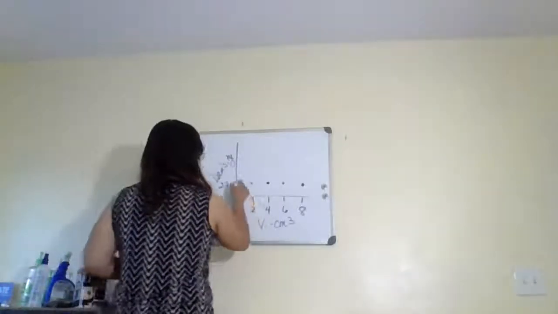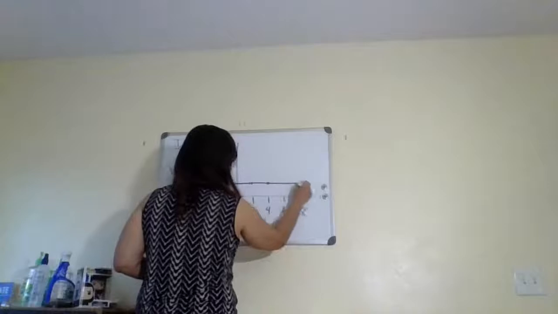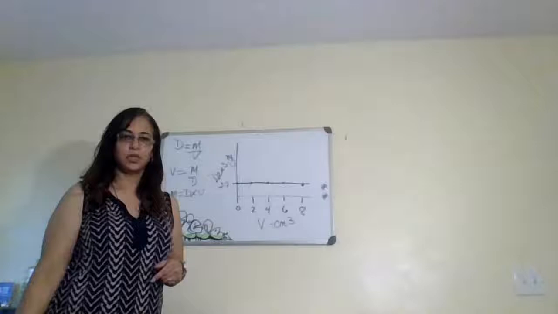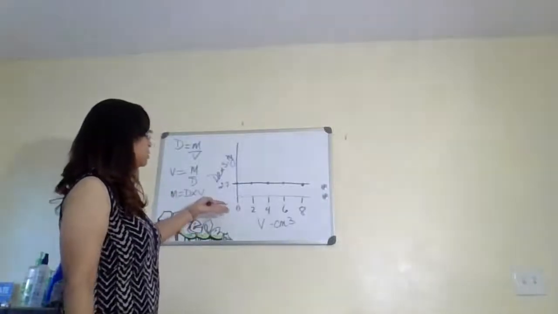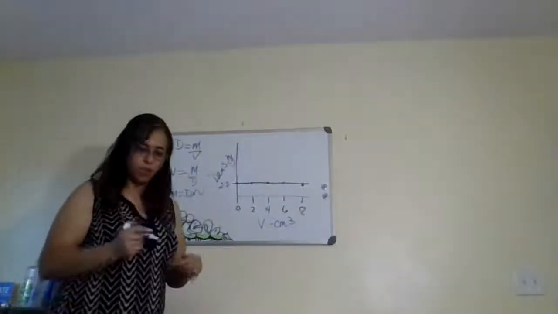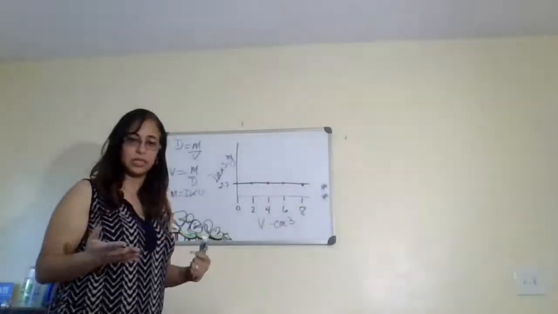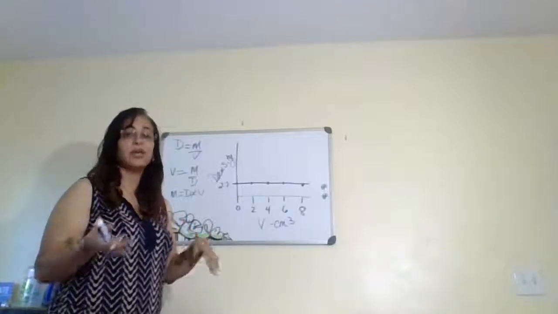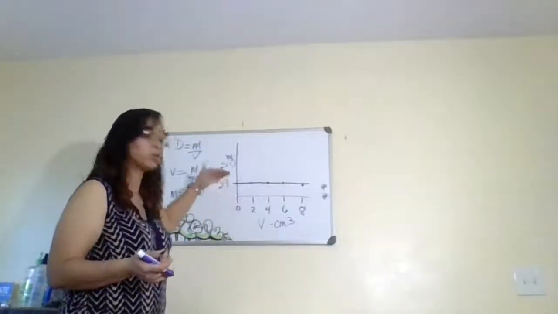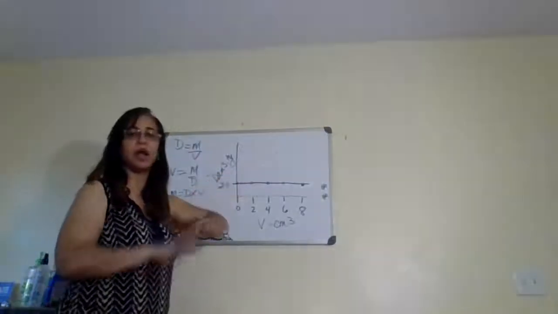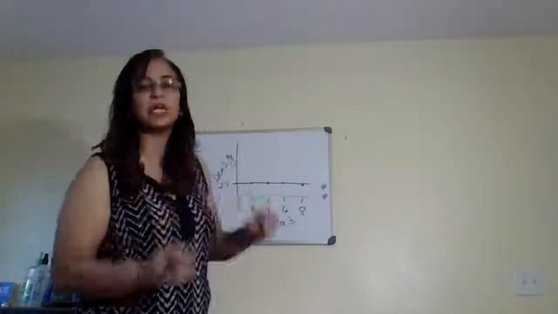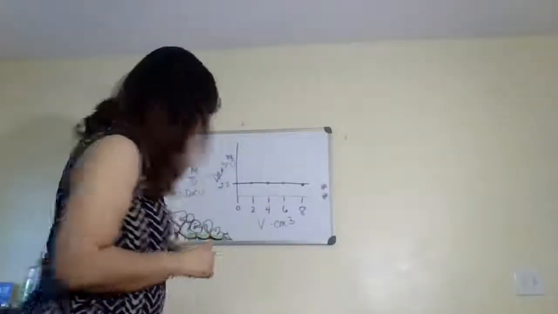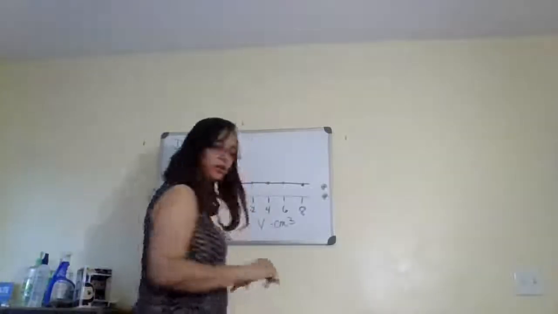So, if you were to connect the dots, that's what your graph looks like. As you can see, density is a characteristic property of a substance. So the density relationship to volume is linear, and it is a horizontal line, because no matter how much or how little of the substance you have, the density of the object does not change. Okay?